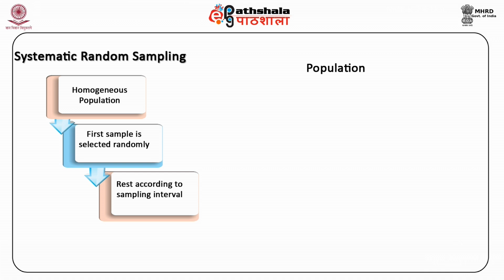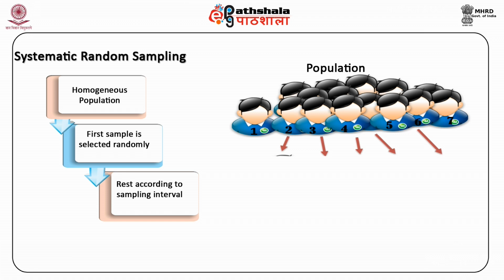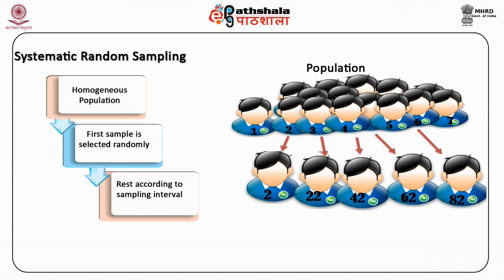For example, a university has 100 students, and a systematic random sample of 5 students is to be taken. The sampling interval is calculated by dividing 100 by 5, which equals 20. Then all the students are ordered in a sequential number. The first student is selected at random from 1 to 20. Say the second student is selected, and thereafter every 20th student is selected. For example, we first select the second student randomly and then every 20th student, like 22, 42, 62, and 82.